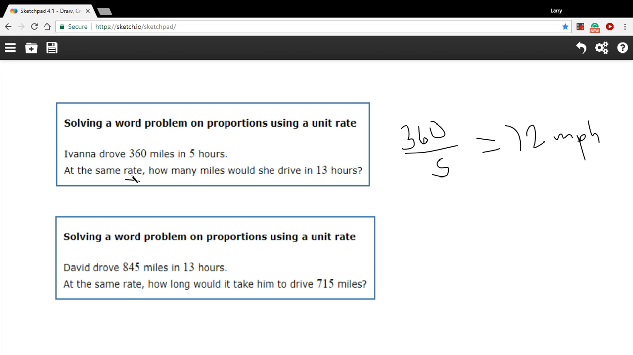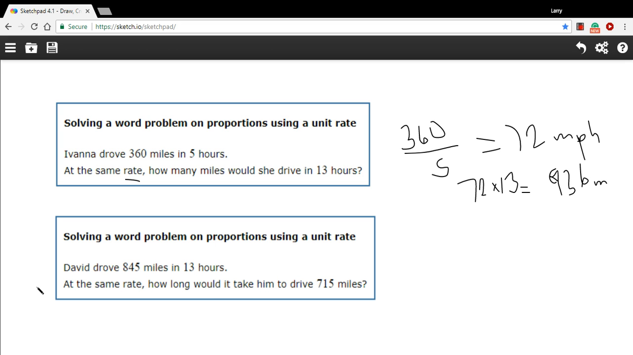Now for the second part of the problem, it says at the same rate, at that 72 miles per hour, how many miles would she drive in 13 hours? Well, to find the number of miles, you're just going to take this rate now, 72. She goes 72 miles in each hour, so you just multiply that by 13 hours. So this is going to be 72 times 13, and that is 936 miles.